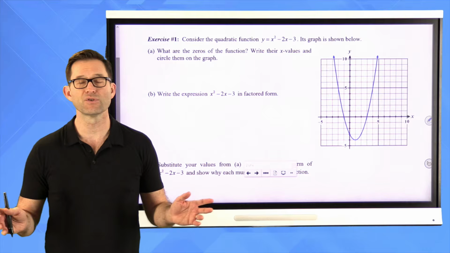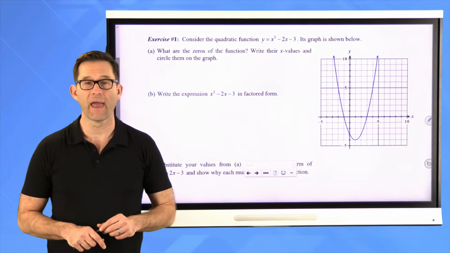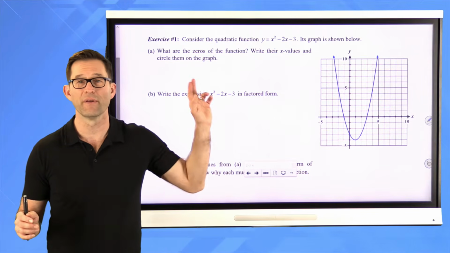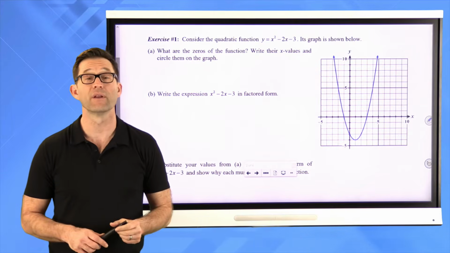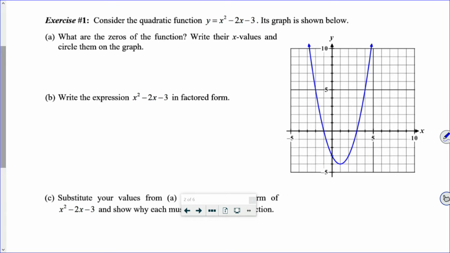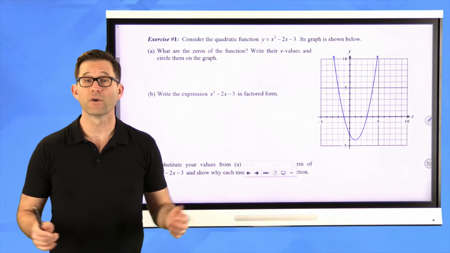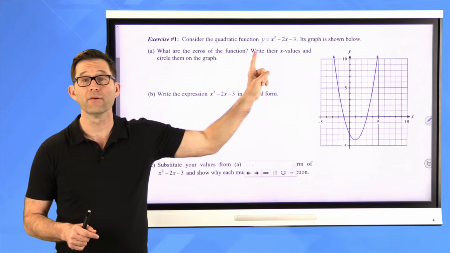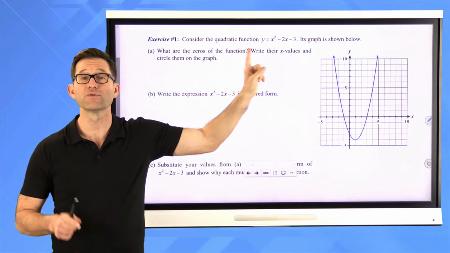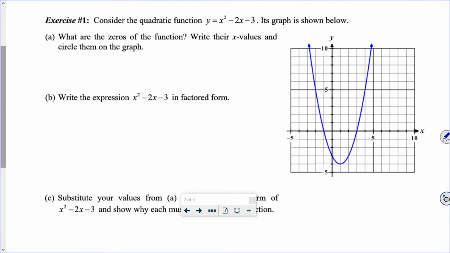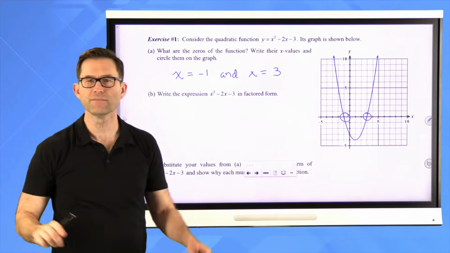All right, so this should be no problem. Why don't you go ahead and figure out what the zeros are, circle them, and then write down their x values right here. Pause the video for a moment. All right, well, the zeros of a function are just the locations where the y value is equal to 0, the x values where the y value is equal to 0. Those occur on this graph right here and right here. That happens to be at x equals -1 and x equals 3.